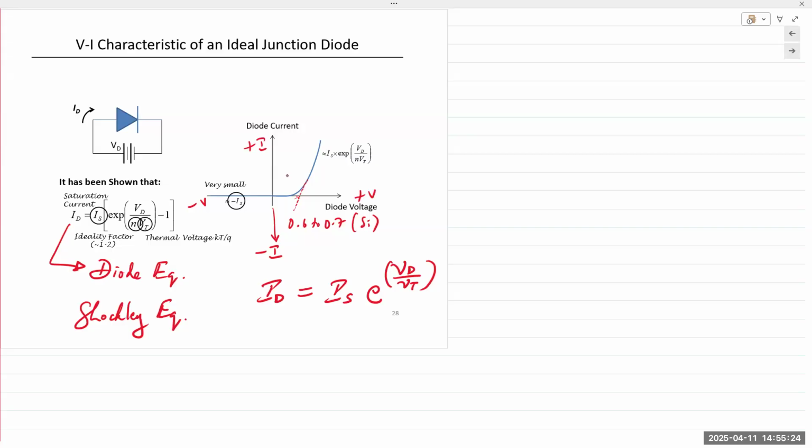IS is a result of the doping profile, the way the diode is created. And so it is part of the manufacturer's spec sheet. You should download the data sheet, which you would have done for the BAT54 last week. There'll be a value for IS in there.